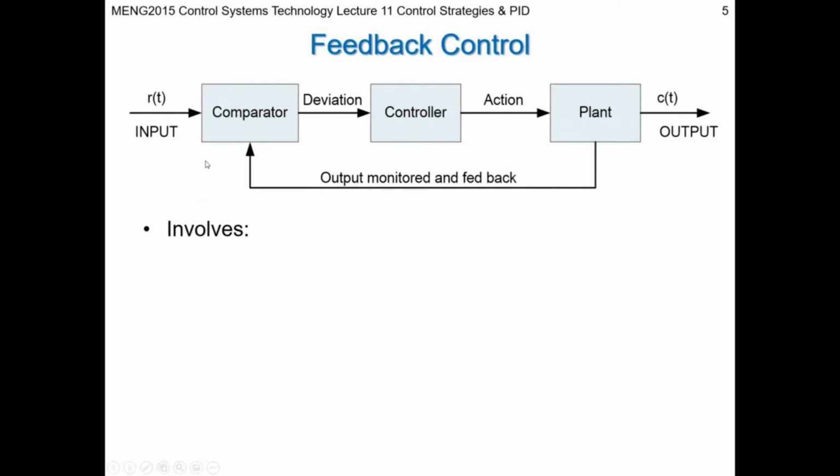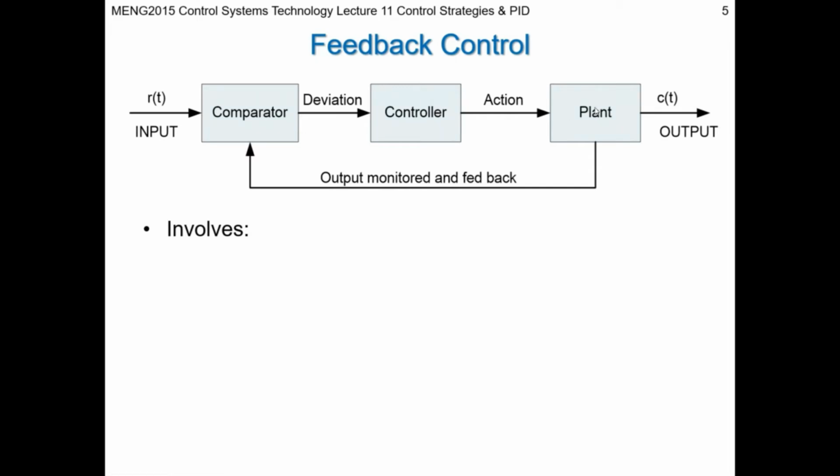Of course, feedback control is the one we're most familiar with, where we have feedback on the output condition of our plant, and we're comparing the input and the measured feedback to determine a deviation or an error, and the controller multiplies the error by some algorithm to create a control action, and that control action changes the actuating conditions in the plant.